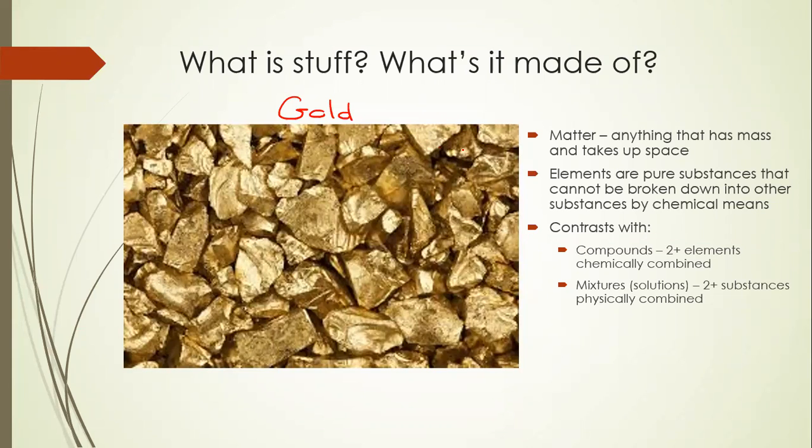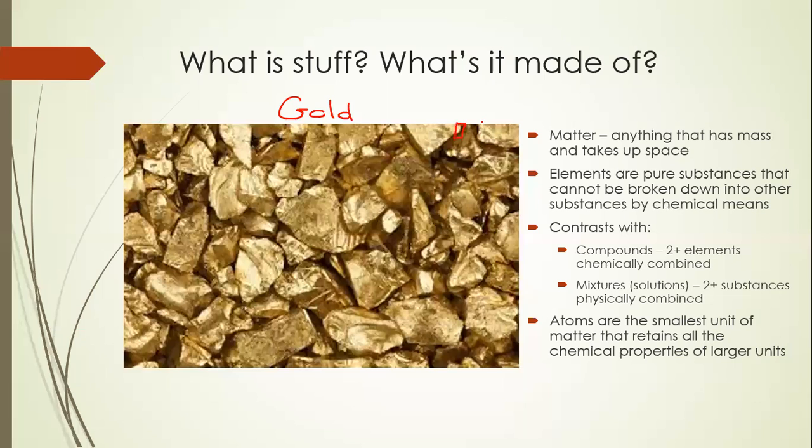Now, we know we can break apart compounds and separate mixtures. And so, is there a point where we can break gold down into such a small piece that it stops being gold? And the answer is yes. The gold atom is the fundamental unit of gold. Atoms are the smallest unit of matter that retain all of the chemical properties of larger units. So a gold atom has all of the same chemical properties as a gold nugget or a gold bar.